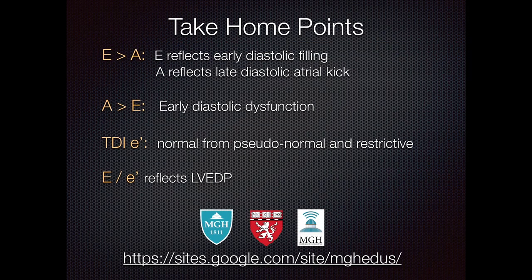So here are the basic take-home points. For pulse wave Doppler measurements, E reflects early diastolic filling and A reflects the atrial kick. If A is greater than E, this is suggestive of impaired relaxation or early diastolic dysfunction. For everything else, we should be looking at tissue Doppler imaging, and a blunted E prime is suggestive of diastolic dysfunction.